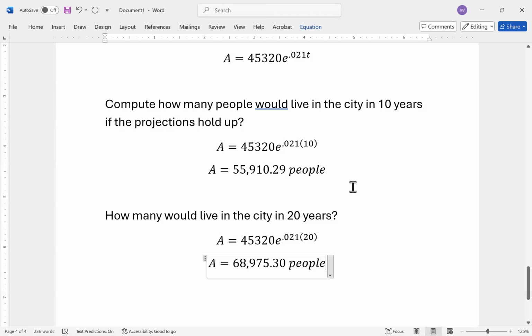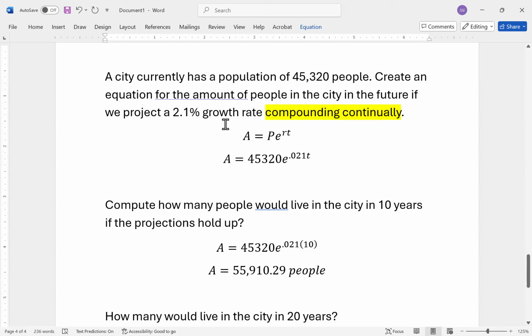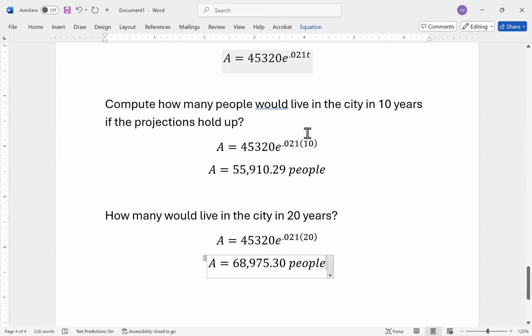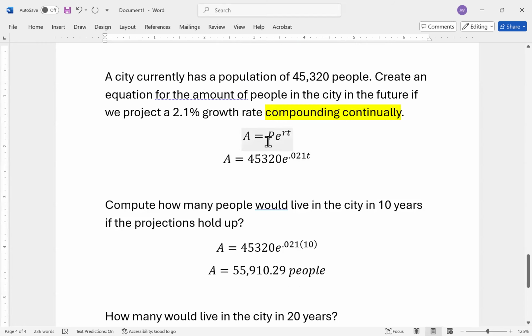But that's the idea. So notice that when our growth is compounding continually, we end up doing the exact same thing, whether we're talking about people, whether we're talking about money, whether we're talking about any other scenario where we have continual compounding interest. We use this A equals P e to the RT, or whatever letter you want to choose for the P and whatever letter you want to choose for the R, and then plug in the correct values.